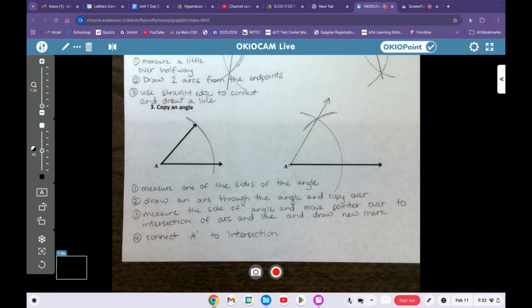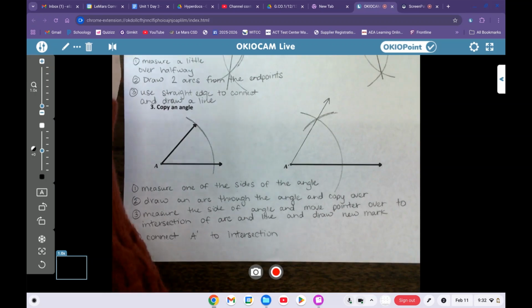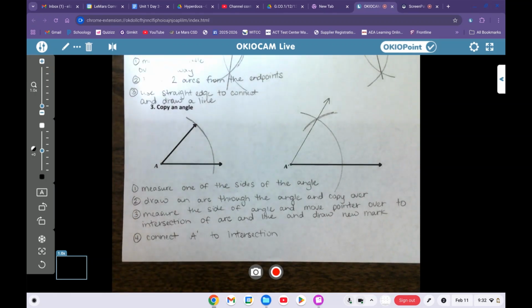Anyone have questions on how to copy that angle? Okay, I'm going to get you guys a worksheet here today, and we are going to practice doing those couple of things that we've talked about.